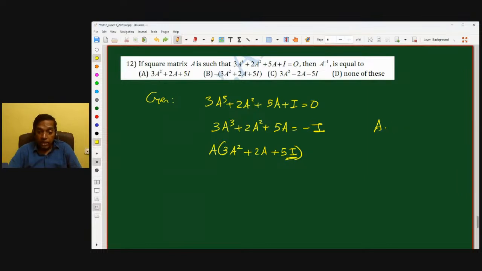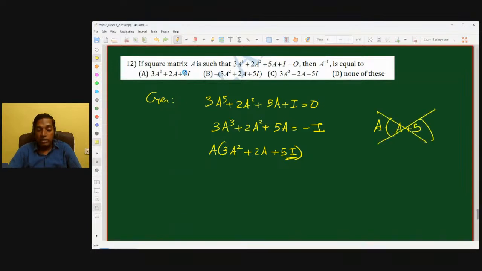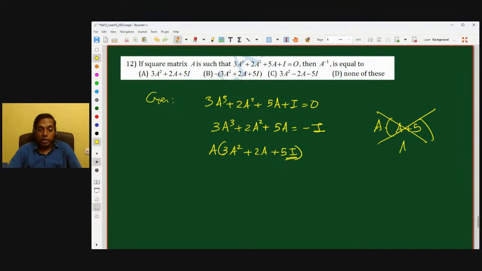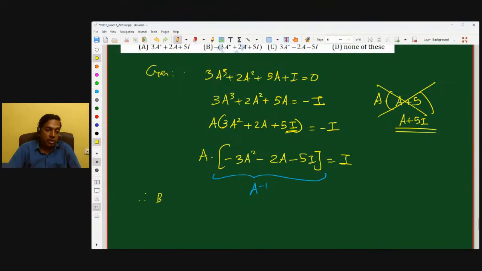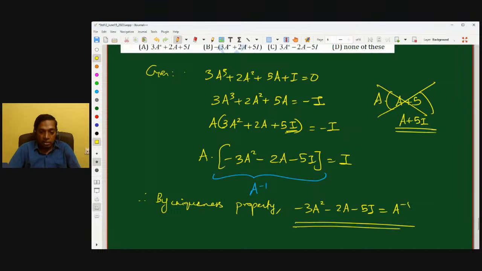But if you do A into A plus 5, it is not valid, because 5 is a scalar and A is a matrix. You can do A plus 5I. That's okay. Equals minus I. So A times minus 3A squared minus 2A minus 5I equals I. Therefore, by the uniqueness property, minus 3A squared minus 2A minus 5I is A inverse. I hope this is clear.